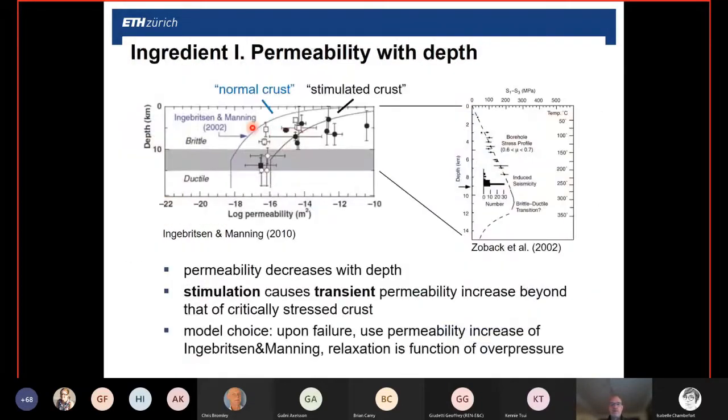All right, so permeability with depth, I just explained the two different things here. And I think not much more to say, just you see there's huge scatter of the data. So this 2 orders of magnitude is just a very crude estimate. Similar for the permeability of the normal crust, but that's the best we have at the moment, and we put it into our model.